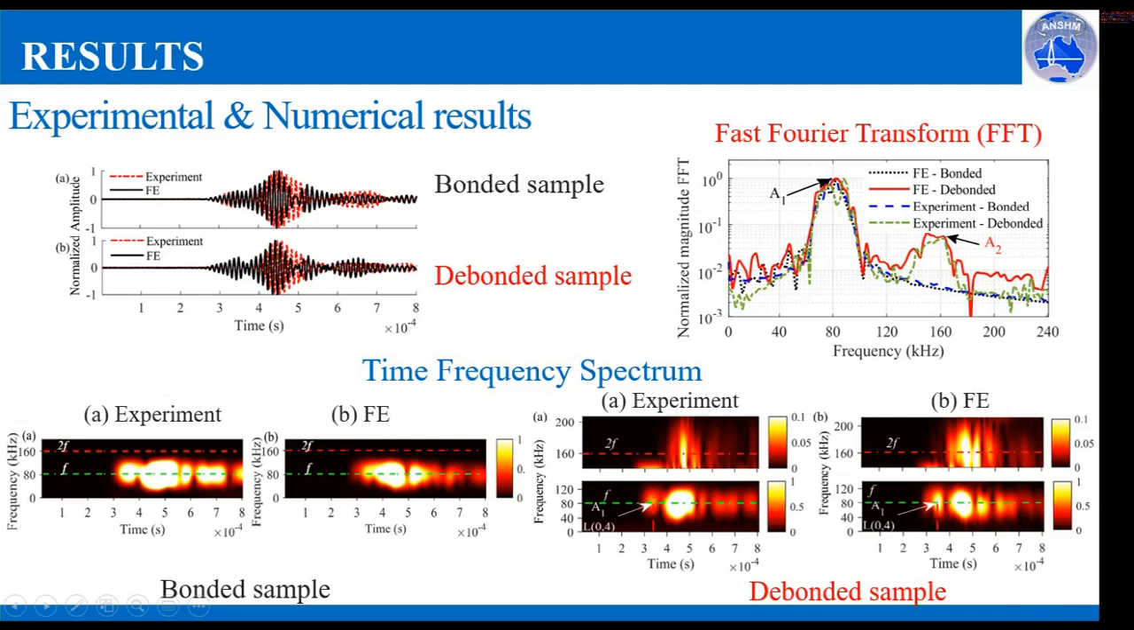Below, the time frequency spectrum is plotted for FE and experiment for each bonded and debonded sample. If we look at the bonded sample, there is no presence of higher harmonics at 160 kHz. However, for the debonded sample, second harmonics are present at 160 kHz, which represents a clear indication of the damage.